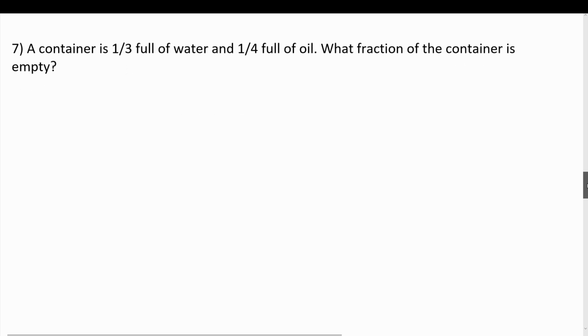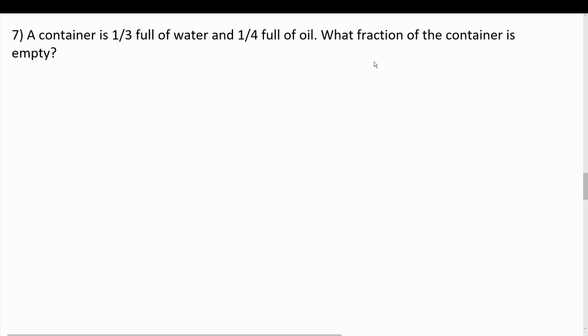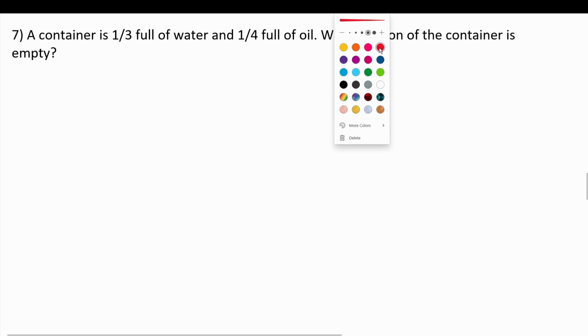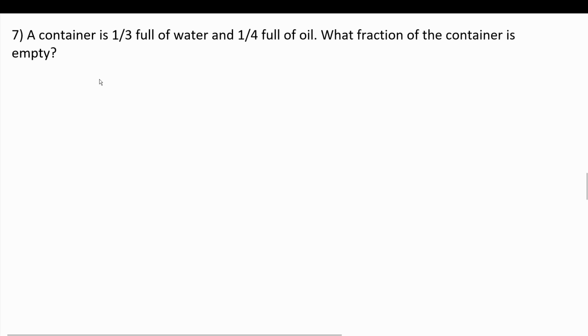Let me try to scroll so we can see this problem. Have enough room to work in. All right, number 7 says a container is 1/3 full of water and 1/4 full of oil. What fraction of the container is empty? So, in other words, we're going to take a container, which is 1. We're going to subtract that 1/3 full of water and that 1/4 full of oil from it.